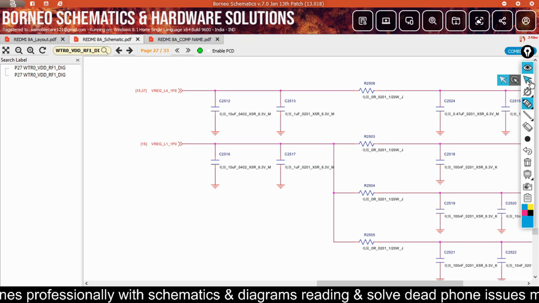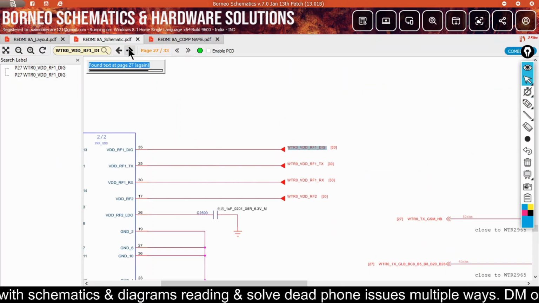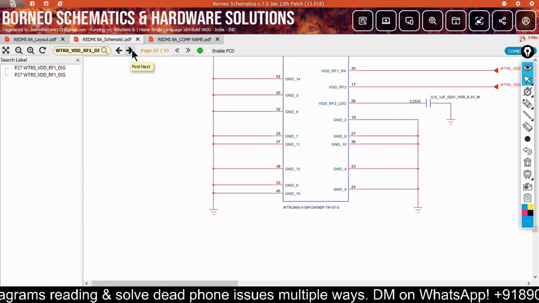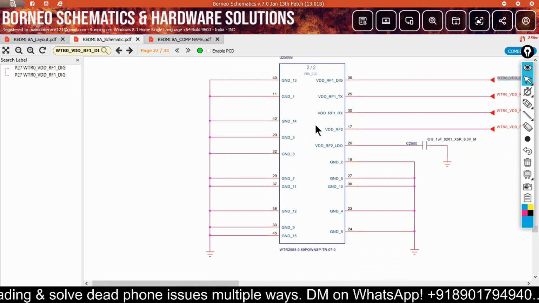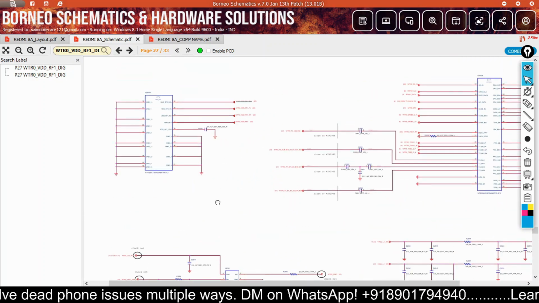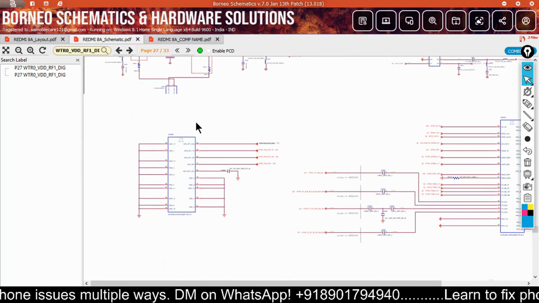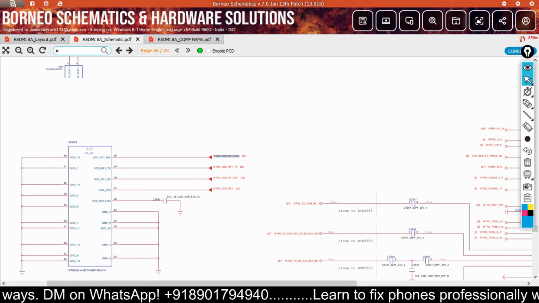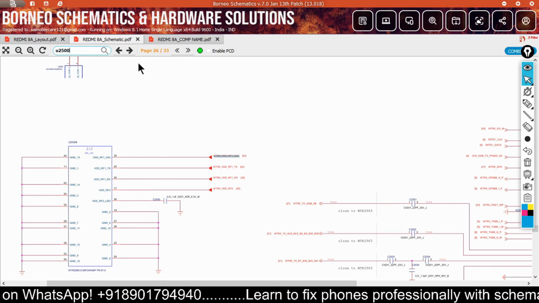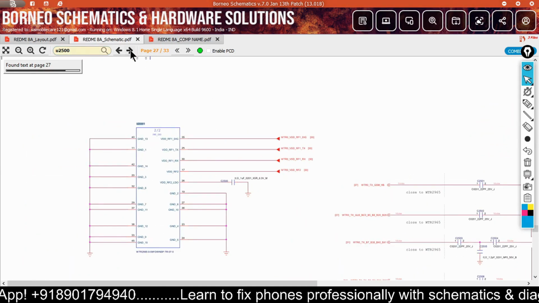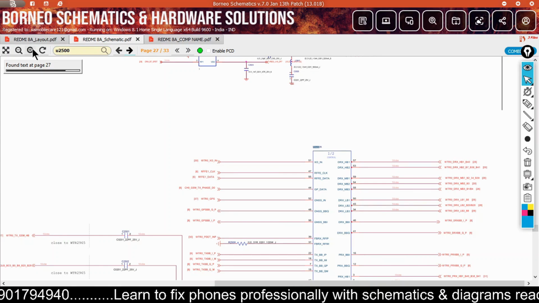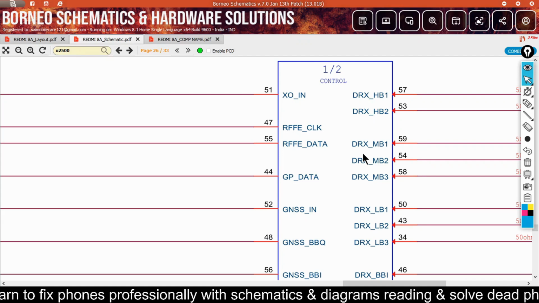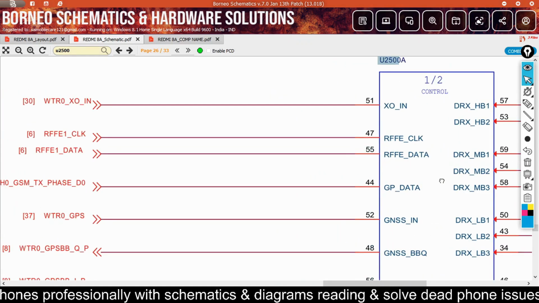Now we go to the IC again, right? Now there is another, let's see the U2500. There is another block here. This one. Let's type here U2500. Next, the B block. We go to the A block right here. This one. So you will see MB1, HB1, so high band, medium band, LB1, lower band. We talk about it later.